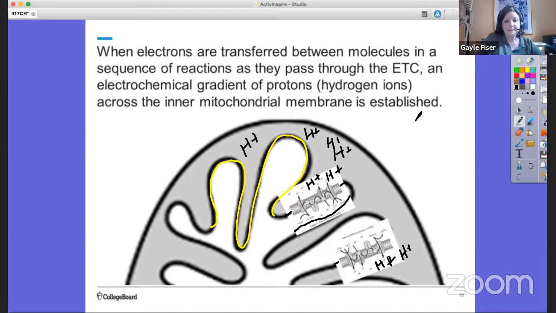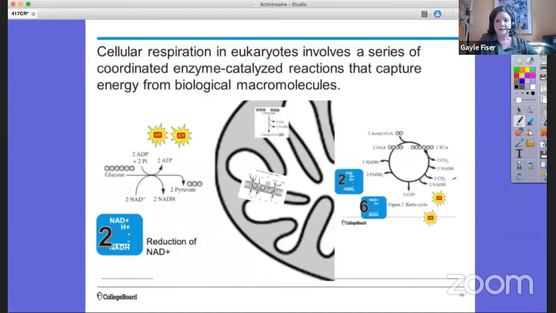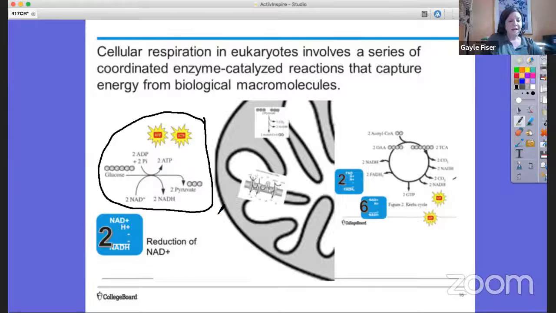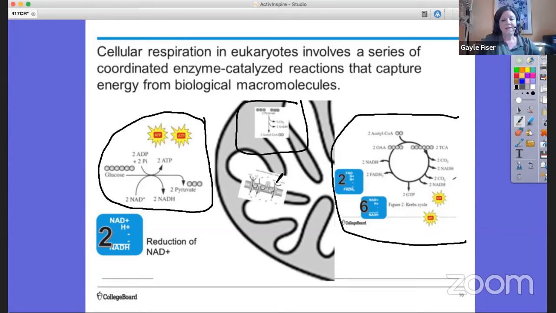Now, cellular respiration in eukaryotes involves a series of coordinated enzyme-catalyzed reactions that capture energy from biological macromolecules. So now we can put it all together. We had glycolysis, and then we had pyruvate oxidation, and then we had the Krebs cycle, and then we have our electron transport chain.